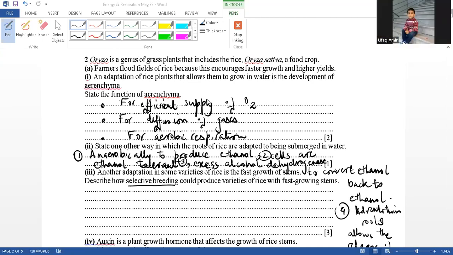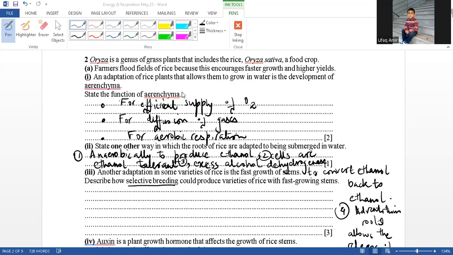So this second question says that Oryza is a genus of grass plants that include the rice, Oryza sativa, a food crop. Farmers flood fields of rice because it encourages faster growth and higher yields. An adaptation of rice plants that allows them to grow in water is the development of parenchyma. State the function of parenchyma.